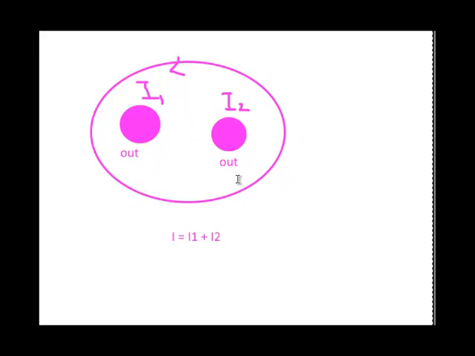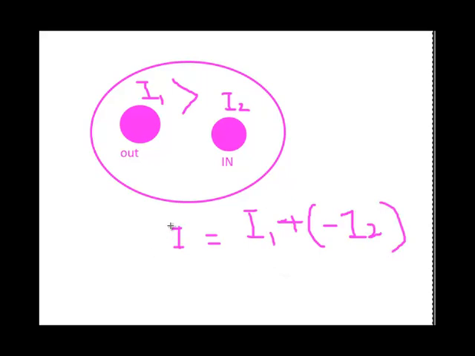But suppose the second current is inward, that is, opposite to the first current. Then you will get the difference of both the currents, and let the first current be larger than the second current. In this case, you will get the value of current I equal to I1 minus I2, because when you integrate around both the conductors, you get the sum of both the currents.